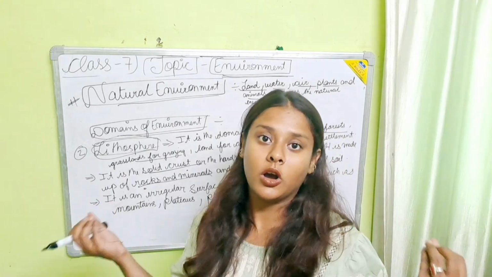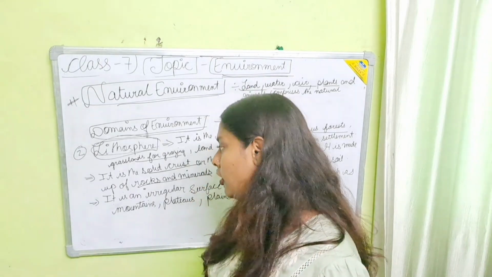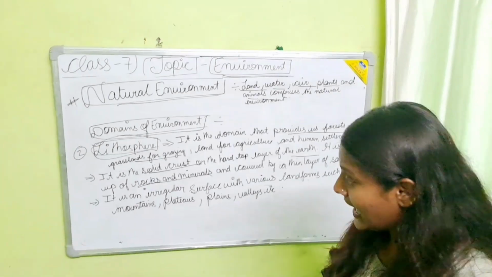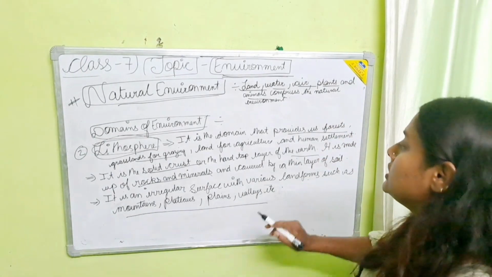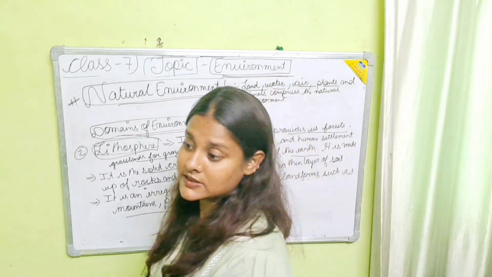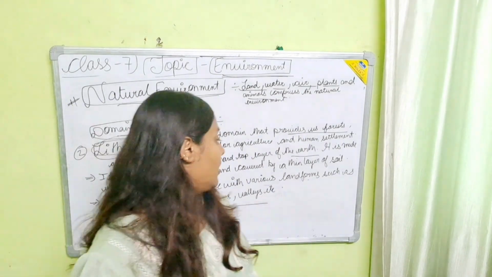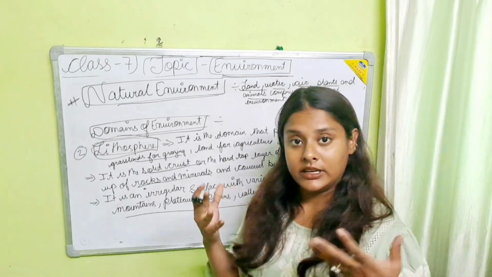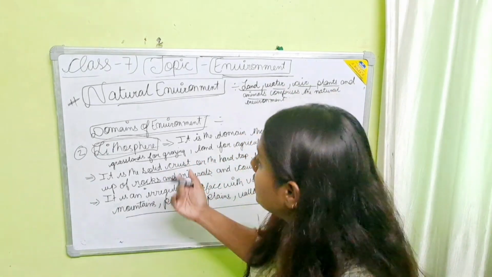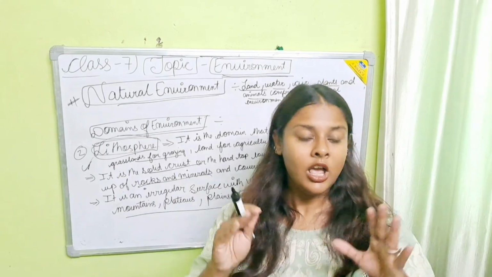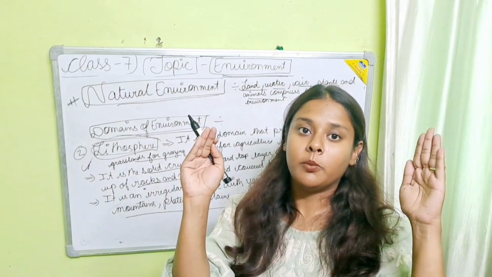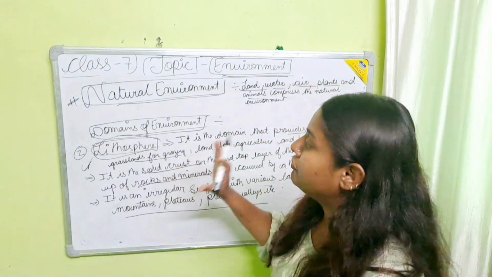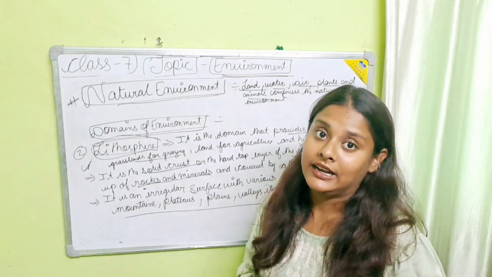It is made up of rock and minerals and covered by a thin layer of soil. It is an irregular surface with various landforms such as mountains, plateaus, plains, and valleys. Lithosphere consists of mountains, plains, plateaus, and valleys, and it is a solid crust. That's all about lithosphere. Lithos means land. This is the first domain of our environment, that is lithosphere.